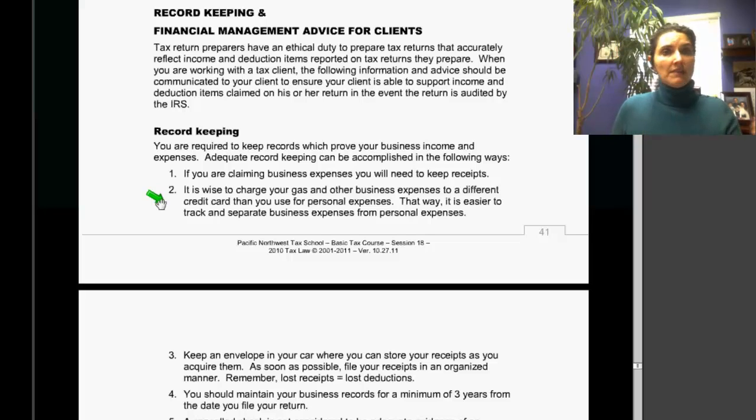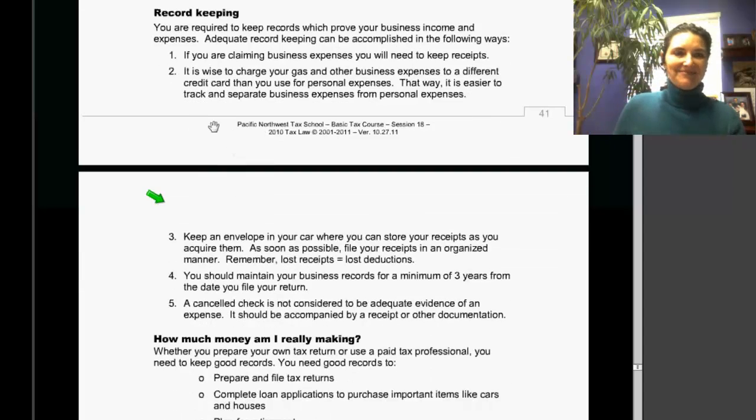Compare that to: every time I make a business purchase, I use my business card, and every time I make a personal purchase, I use my personal card. Then when it comes tax time, I only have to give my accountant or my tax preparer the business card, and there's no personal expenses on there to pull out. Well, what a dream. I wish.